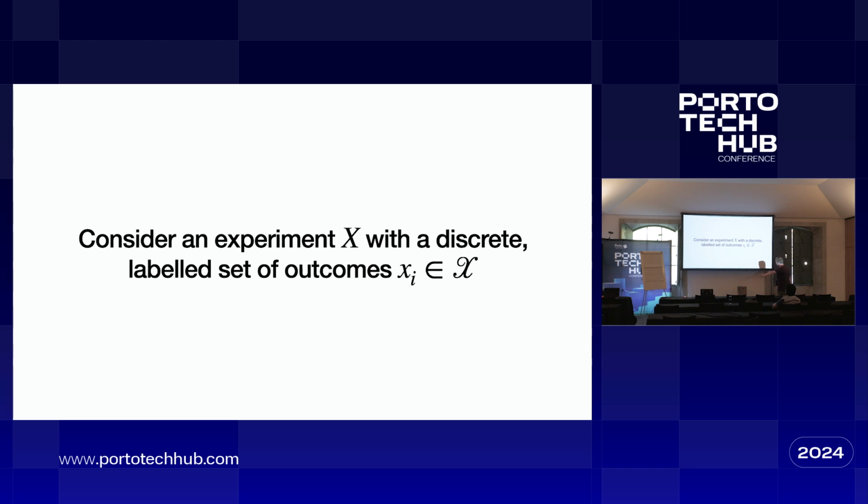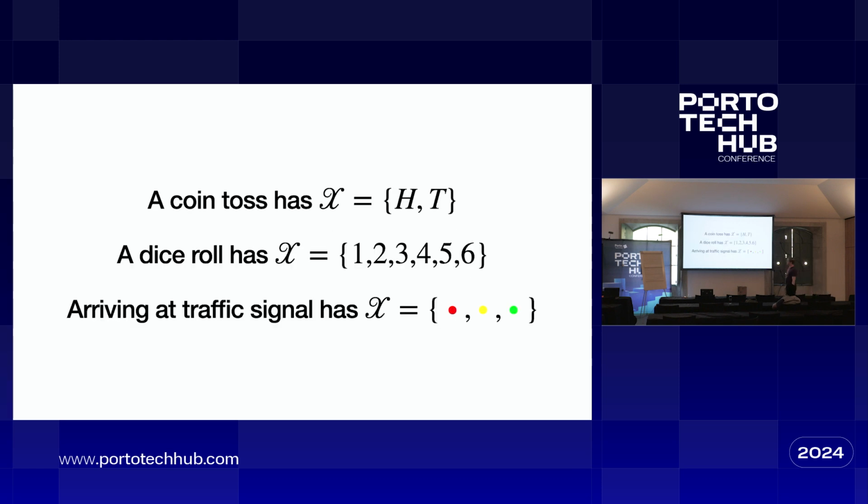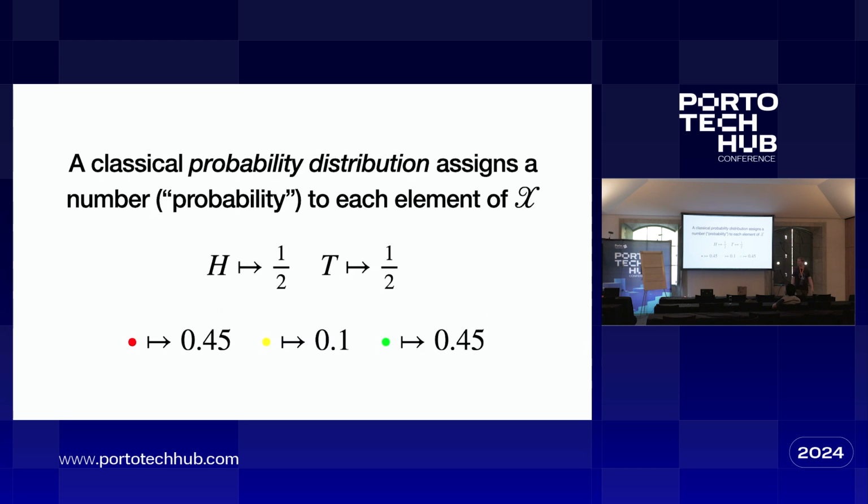So we're going to start by considering an experiment with a discrete set of outcomes. By discrete, I also mean finite, working in finite dimensional spaces. So a coin toss: the outcomes are heads or tails. A dice roll: the outcomes are 1 to 6. Arriving at a traffic signal: the outcomes are red, yellow, green.